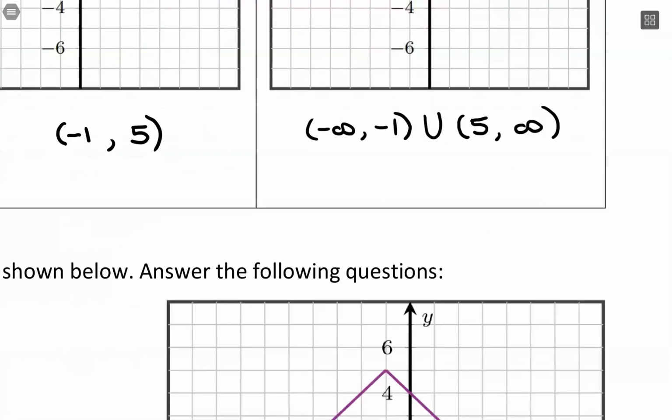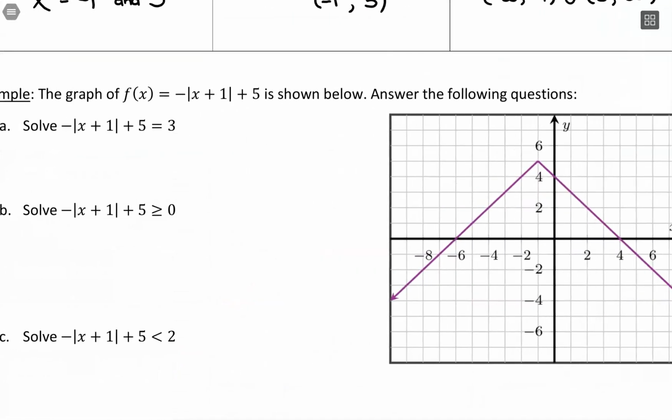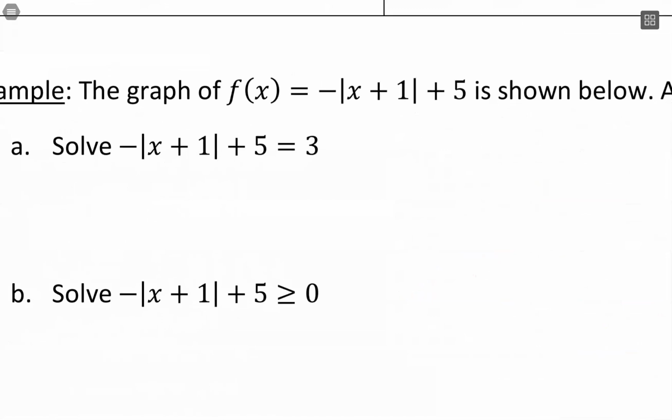Alright, let's look at another example where we're changing some values around, and we're using this function: negative absolute value of x plus 1, plus 5. What you can see here is I've input the actual function so we can see it in there. There are ways of solving this algebraically, but we're just going to focus on the graph. So this first piece here is really the same thing as solving f of x equals 3.